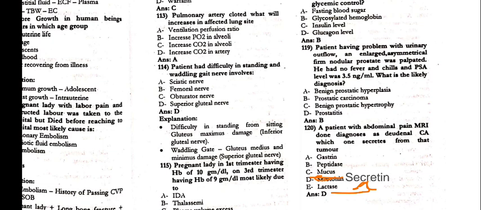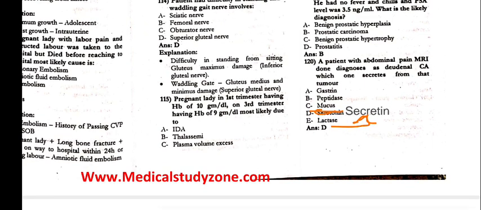He had no fever and chills and PSA level was 3.5. What is the likely diagnosis? The prostatic carcinoma. A patient with abdominal pain, MRI done. Diagnosis is the duodenal carcinoma.